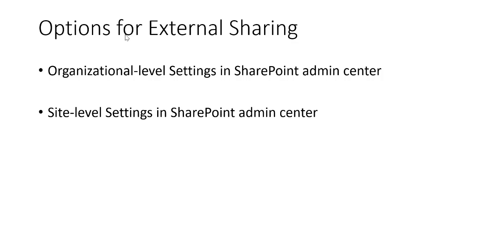SharePoint Online supports organization level settings and site level settings for external sharing. Organizational level settings is a tenant-wide external sharing setting which applies to all the SharePoint sites in a tenant. You can see the organization-wide settings in SharePoint Admin Center, and next you have site level settings. In SharePoint Admin Center under the Active Sites section, you can set external sharing setting for an individual site. These site level settings are dependent on your organizational level settings.